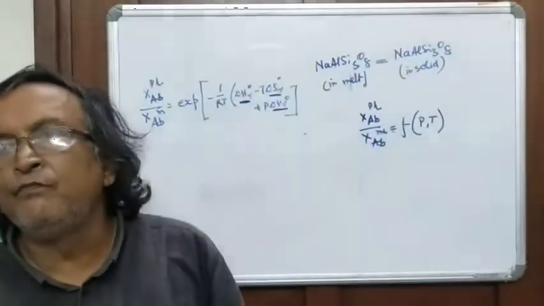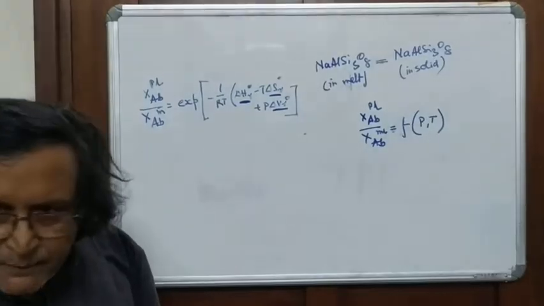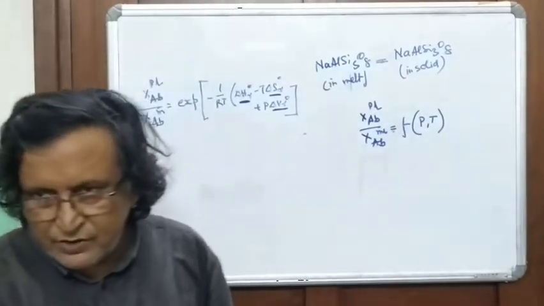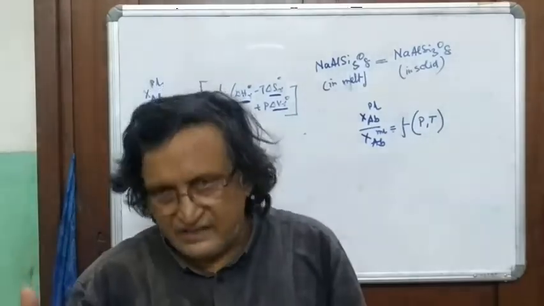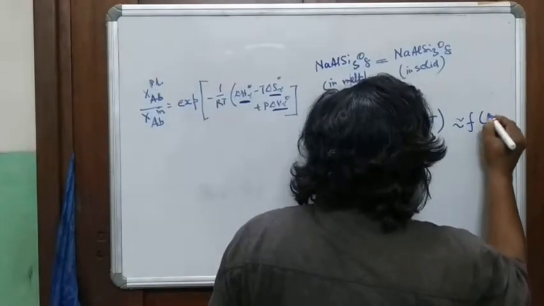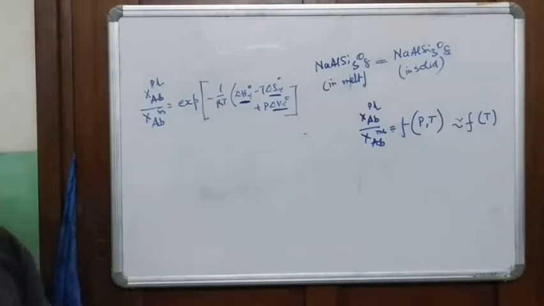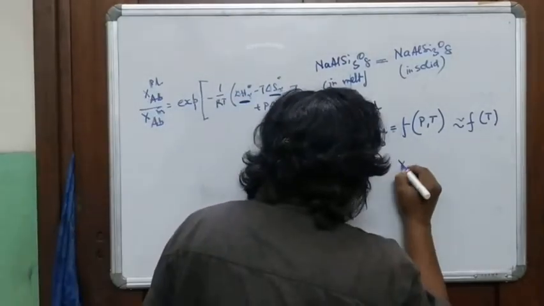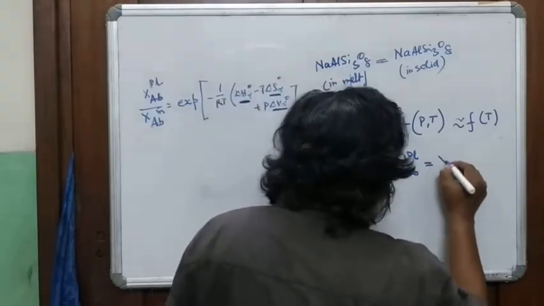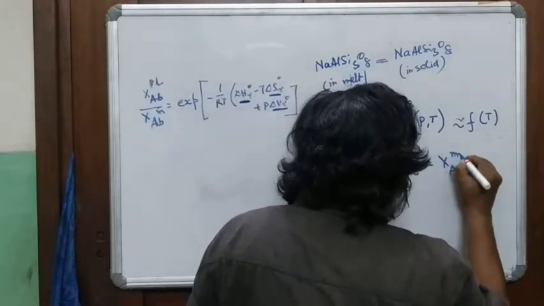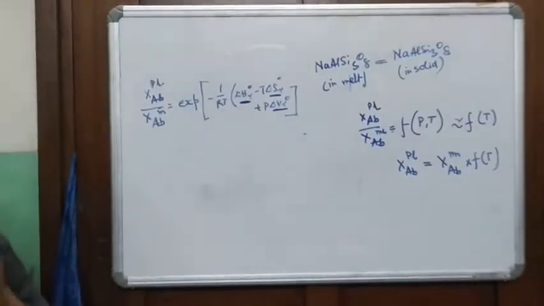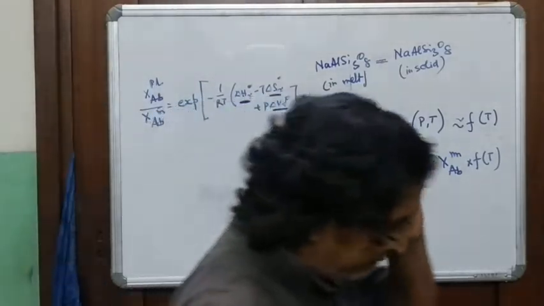And another important thing, normally when we are examining ternary systems, we try to take an isobaric section. So normally it becomes a function of temperature. Therefore, X albite in plagioclase is equal to X albite in the melt times a function of temperature. So now you see there is something interesting coming up.